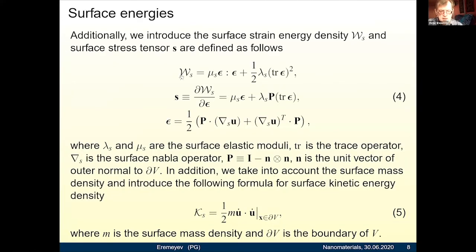In addition, we independently introduce the surface energy. The surface energy looks like the energy in the bulk, but with two new surface Lamé elastic moduli, mu s and lambda s, surface stresses, and surface strains. This epsilon is nothing else but stretching and shearing of a membrane. What is crucial here, we also introduce the kinetic energy at the surface, which looks like this, where m is the surface mass density. It is easy to understand: for example, if you imagine a glass plate with a deposited metal film, then this metal film has a mass which brings us kinetic energy.